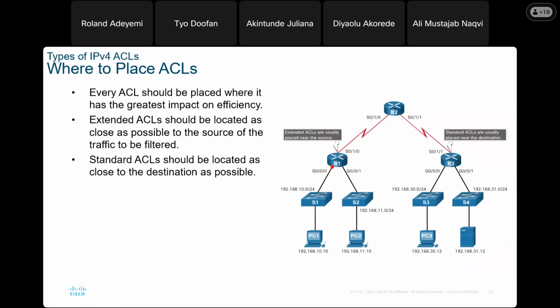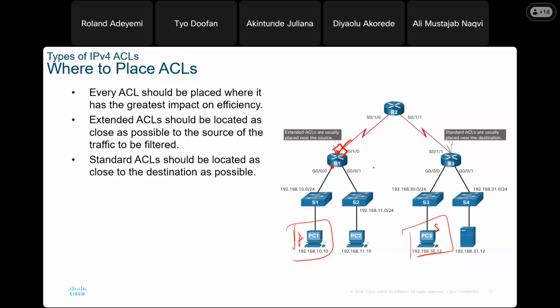Between this interface and this other interface, this one here is closer to the destination, because see Mr. Samuel here, he is the destination. See Ali here, Ali is the source. So I will apply the access list on this interface.